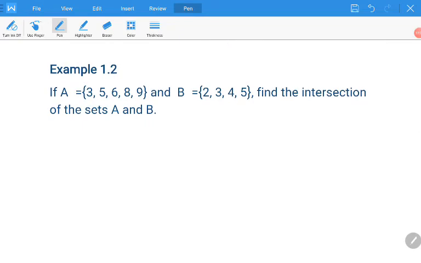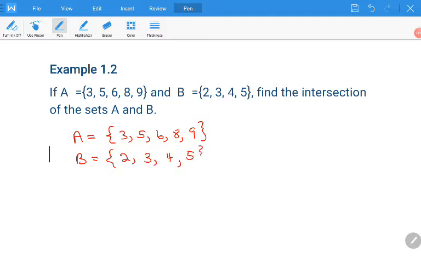So let's consider our A, we are now looking at our second example. A, we have 3, 5, 6, 8, and 9. And B, we have 2, 3, 4, and 5. So now we need to consider elements which are common in both A and B.